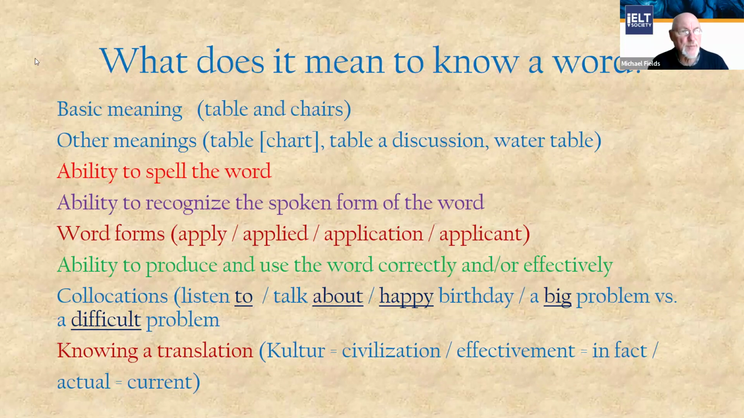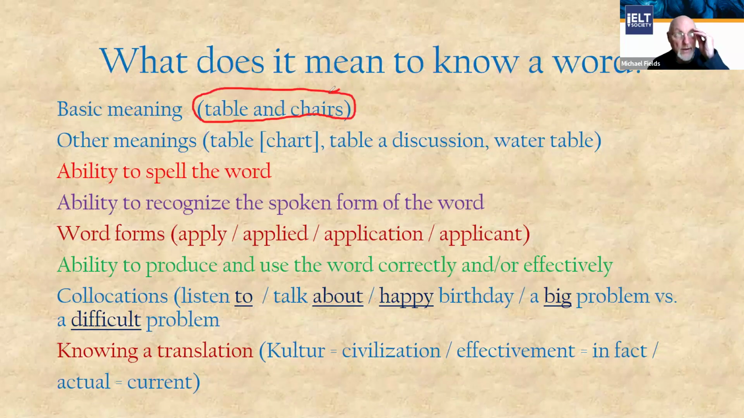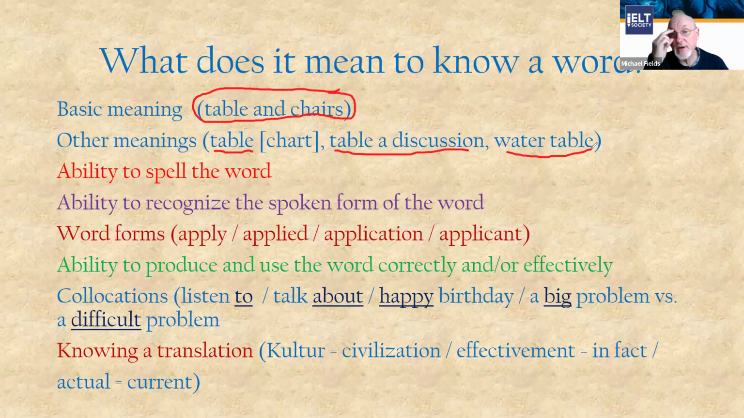And if we just think about table and chairs, right? That sort of table. Well, that's an A1 word if you're familiar with the CEFR. That's a very low beginning level word, but that's not the only meaning of table, right? We might refer to a kind of chart in a textbook as a table. Or we might table a discussion, or we might talk about the water table. And this is still the word table, but the word table being used in very different ways.